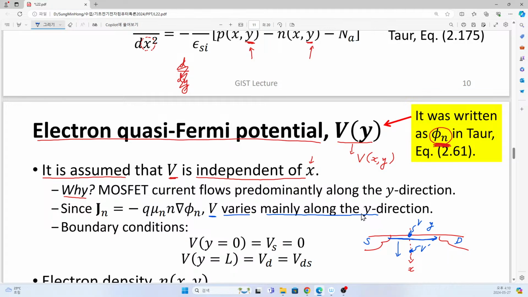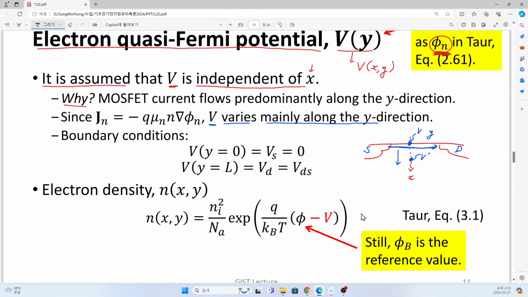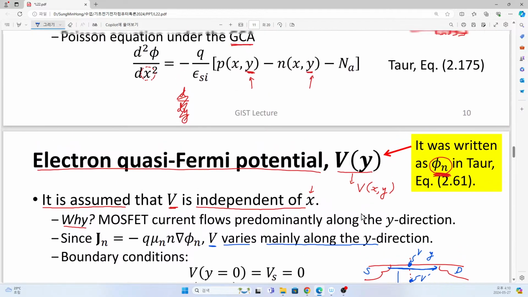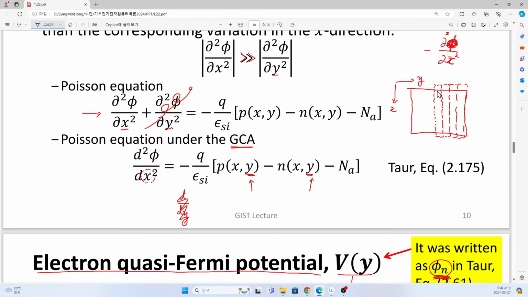That is our important observation. So maybe you can find that the original very complicated problem becomes simplified further and further. For example, our Poisson equation should be two-dimensional, but now we have only a one-dimensional Poisson equation. And actually, our electron quasi-Fermi potential can be a two-dimensional quantity, but now we consider only this one-dimensional variation.